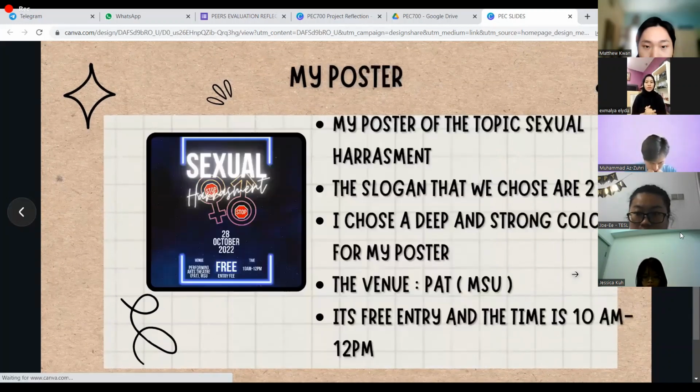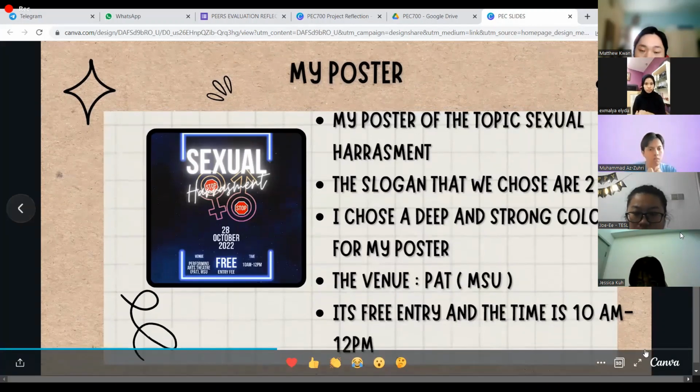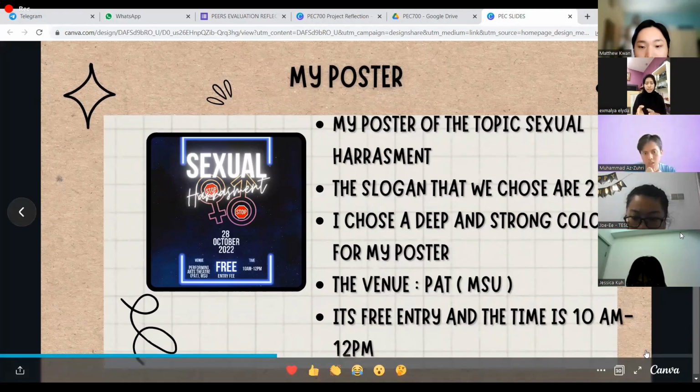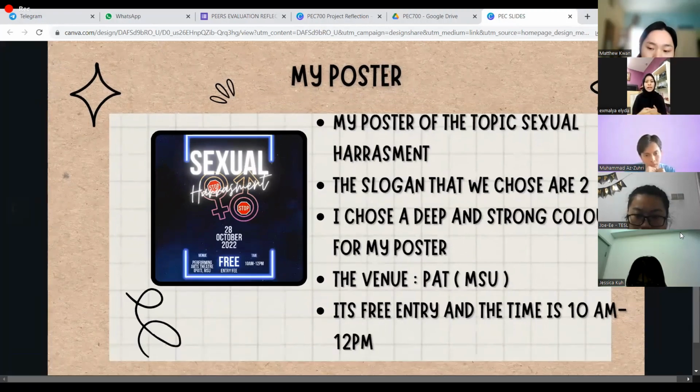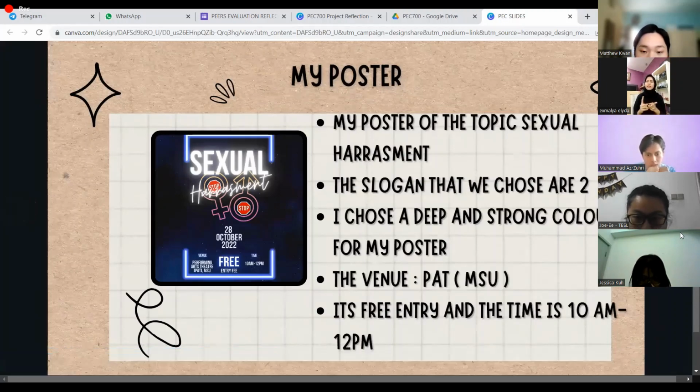Alright, next I'm going to show you the poster that I created. So this is my poster. Like I said, there are a few points that I put in my poster. First is the topic, sexual harassment, as you can see. Next is the slogan that we chose, which is "Sexual harassment is an embarrassment," and the other slogan as well.